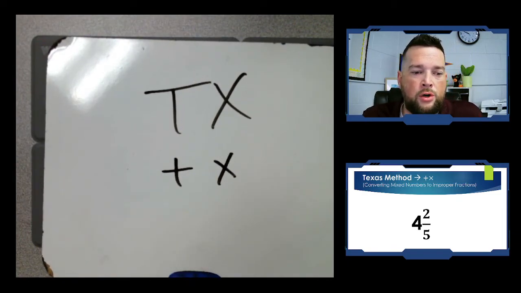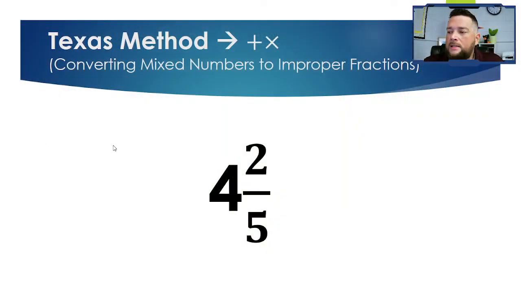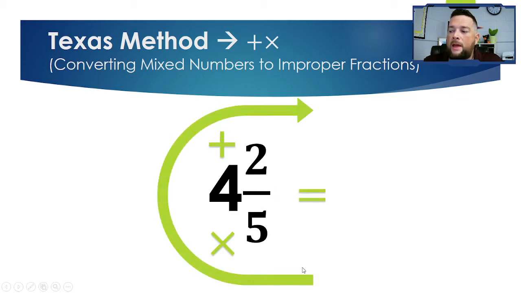So what we're going to do is take that TX, and you're going to write the T up in between the numerator and the whole number, and then the X in between the denominator and the whole number, just like this. All right, T and X. And then we're going to draw a loop all the way around, just like this. So let me just do it by hand so that you can see that, just in case.